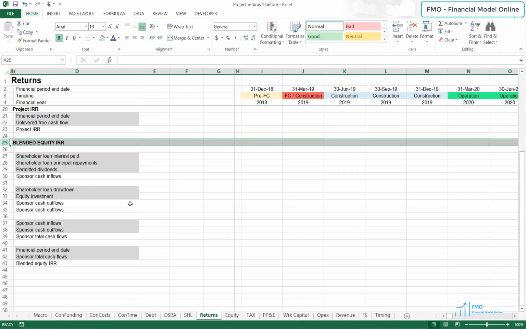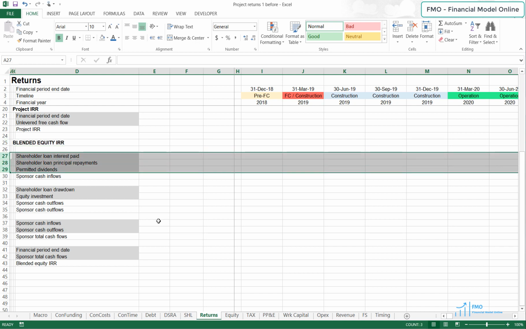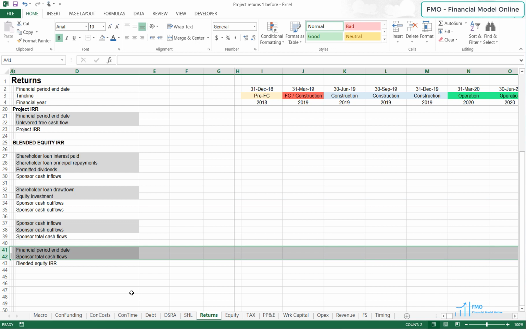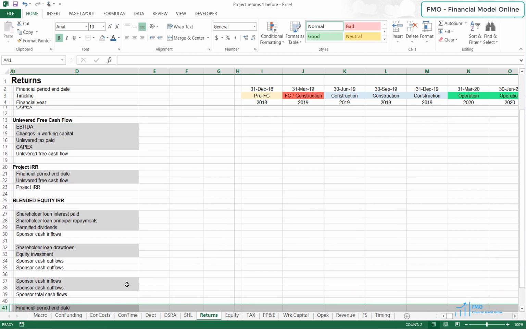It is called blended equity return because it consists of the shareholder loan interest expense, principal repayments, and dividend payments. The blended equity return is easy to calculate. We have already modeled the sponsors' cash inflows and the cash outflows. Based on the total cash flows to the project sponsors, we will calculate the blended equity IRR. It is straightforward to model. We will simply link to the cash inflows and outflows and use the XIRR function in Excel.